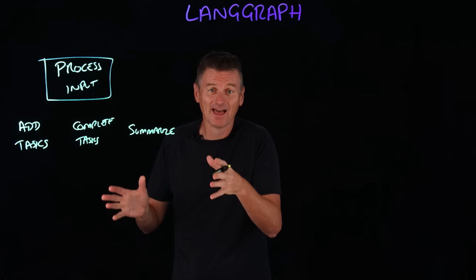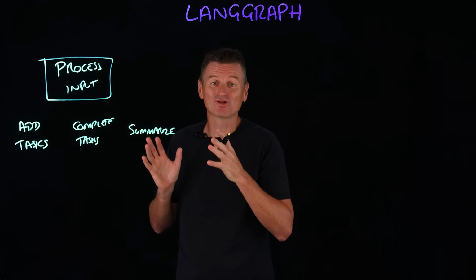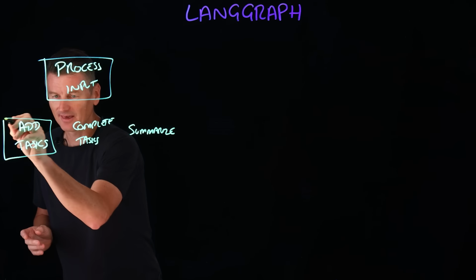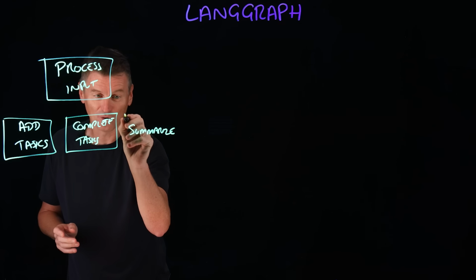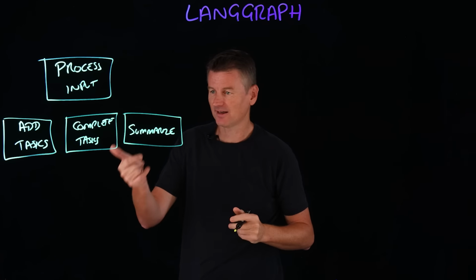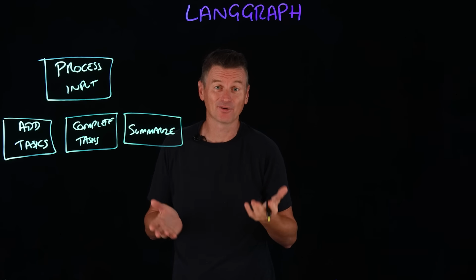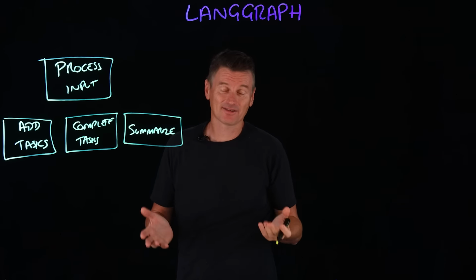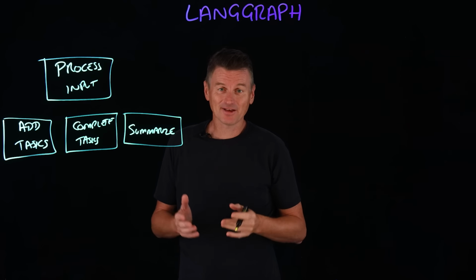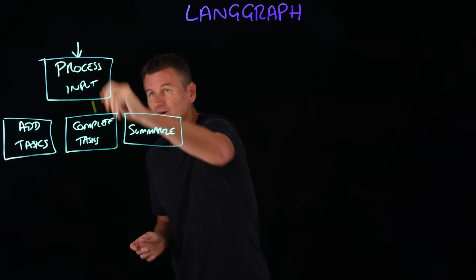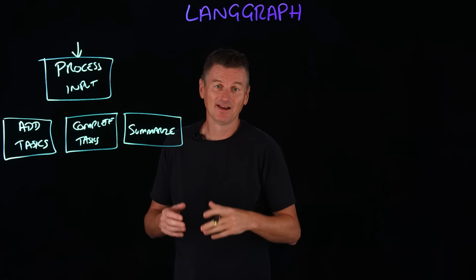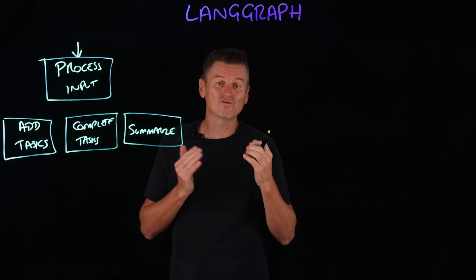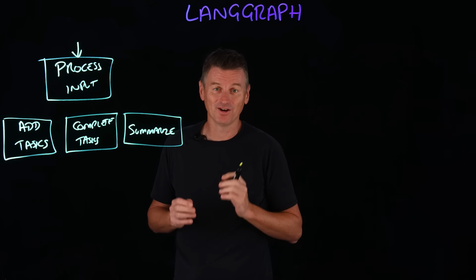Now, LangGraph helps us create this as a graph structure where each one of these actions is considered as a node. So add tasks, complete tasks, summarize, they're all nodes. And then the transitions between these things, that's known as edges. Now, the central node is the process input node, so that's where the user input comes in. And that's going to use an LLM component to understand the user intent and to route to the appropriate action node.